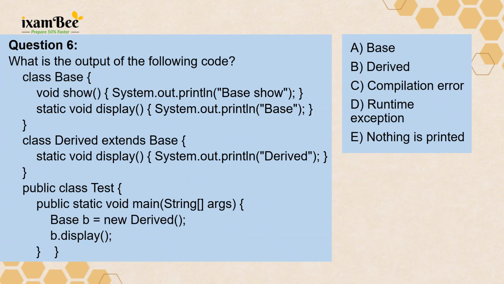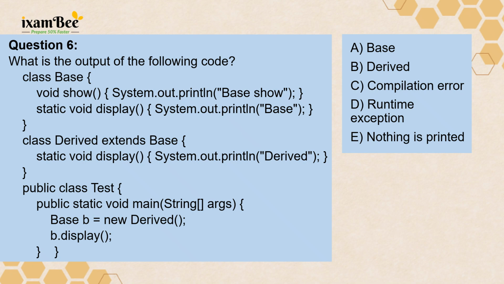This question again asks you for the prediction of the output. Here you have a Base class with the show method and the static void display method. The class Derived extends from the Base class. Here again you have the static void display implementation. In the main function, you are creating a Base class object and initializing it with the new Derived. And then you are calling b.display. You have to tell what would be the output.